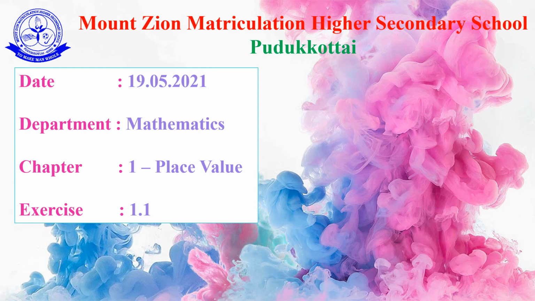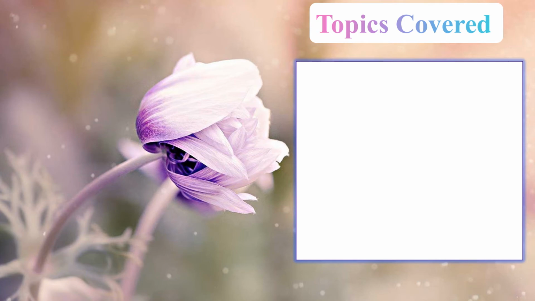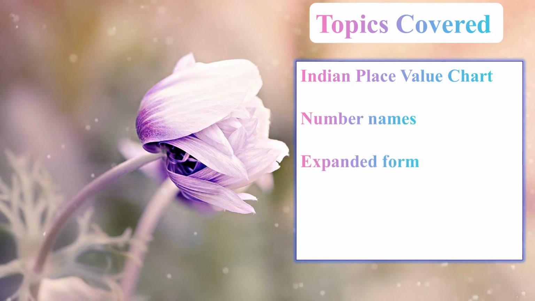Children, this class is for standard 5 and the subject is mathematics. In this class, we are going to cover chapter number 1, place value, exercise 1.1. Topics covered in this class are Indian place value chart, number names, expanded form, successor and predecessor of a given number, exercise 1.1.